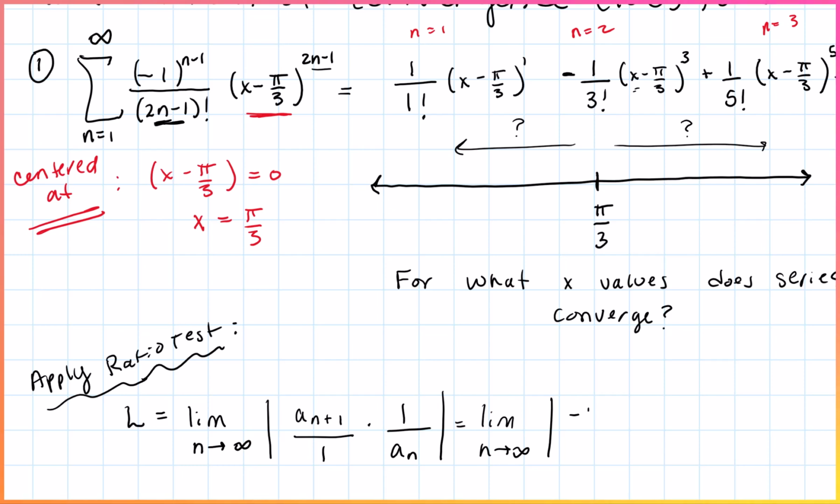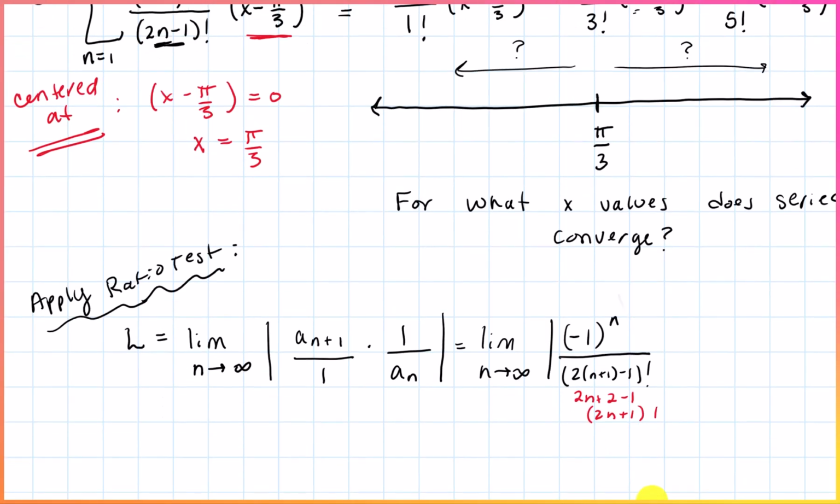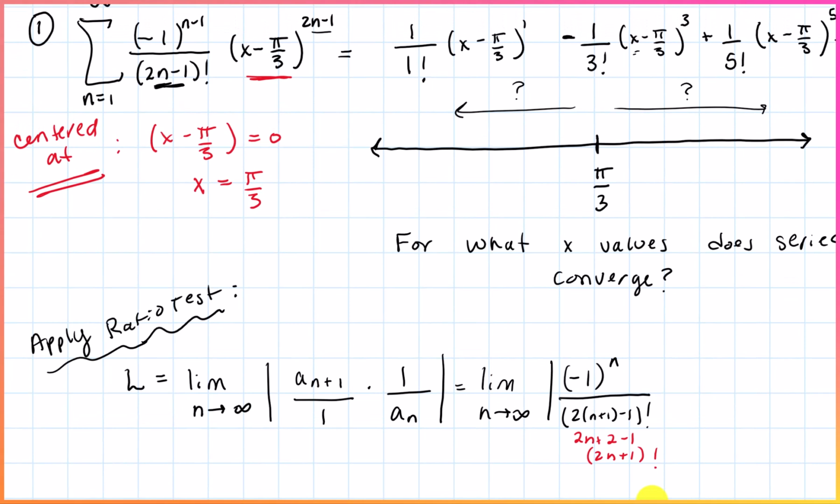So let's take the limit as n is going to infinity. The n plus 1 term would be negative 1 to the n over 2 times n plus 1 minus 1 factorial. Now, when we plug in the n plus 1, that becomes 2n plus 2 minus 1. So we're going to get 2n plus 1 factorial in the denominator. And I'm going to move this up into the numerator. So this is going to be x minus pi over 3. That is also a 2n minus 1, so when I plug in n plus 1, I get 2n plus 1 on the power for the n plus 1 term.